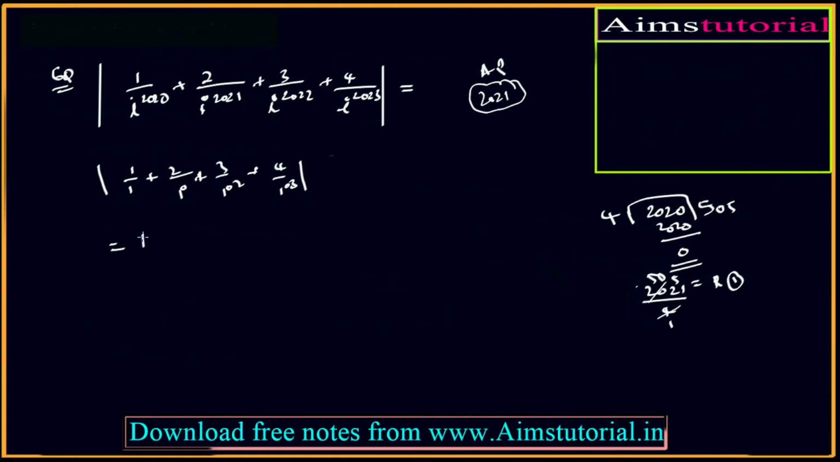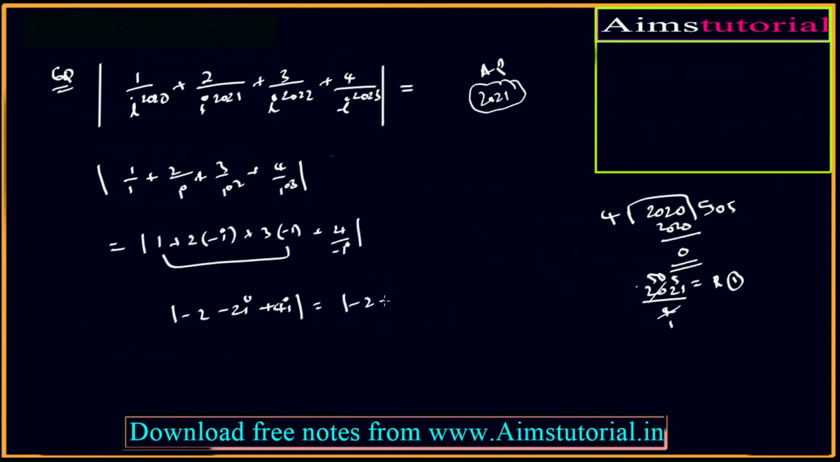So 1 by 1 is 1 only. 2 times 1 by i, that is minus i, plus 3 times i square is minus 3, plus 4 times 1 by i power 3, that is minus i. So 1 minus 3 is minus 2, and then plus 4 into minus i by i, but i square is minus 1, so minus of minus, plus 4i. So the modulus of minus 2 plus 2i.